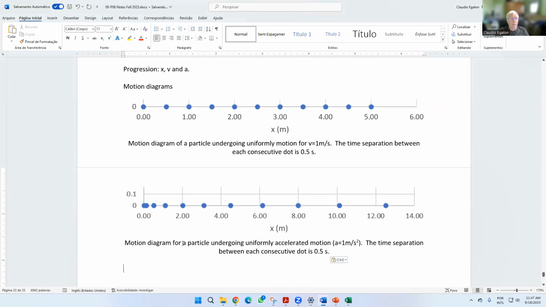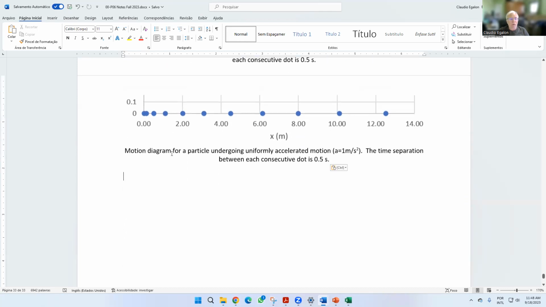Motion diagrams. For uniform motion, the distances between dots are equally spaced. Remember, this is a moving picture, a movie. What we have here is the x-axis. The velocity is 1 meter per second, and the time separation between each consecutive dot is half a second. From here to here is half a second. From here to here is half a second. So consequently, it must be half a meter, half a meter. If it's half a meter per half second, then the velocity is 1 meter per second, right?